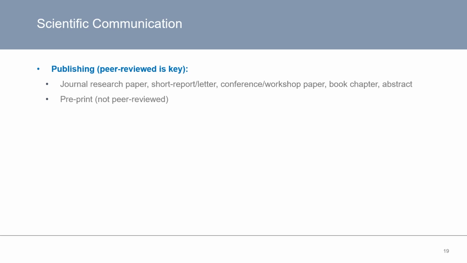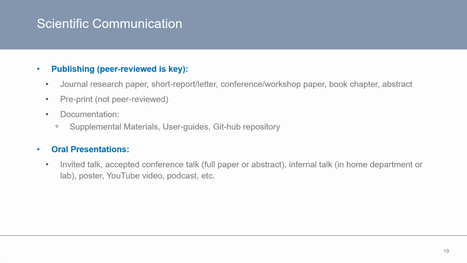At the same time, this can help prevent you from getting what's called scooped, where somebody else publishes the same result before you get a chance to, thus getting credit for the advancement. Researchers can also communicate their findings through other forms of documentation, including supplemental materials, typically connected to a journal research paper, as well as user guides for software or other technologies, and organizing code or other materials in a GitHub repository.